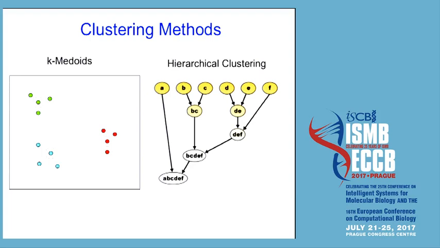On the right, we see hierarchical clustering. This means we start with everything in its own little cluster. You unite the closest ones, and then start uniting the groups. Again, that's a very standard algorithm.